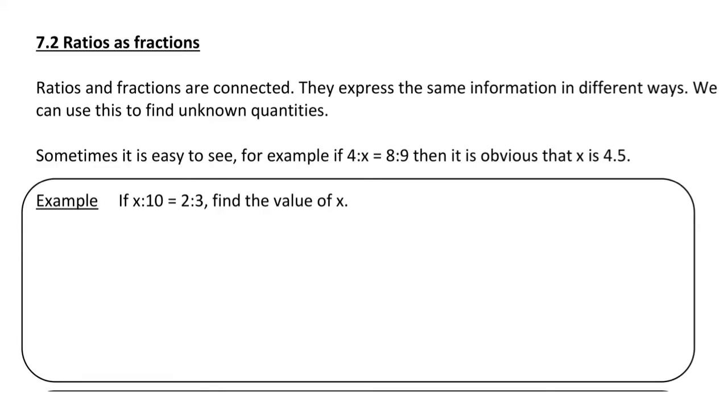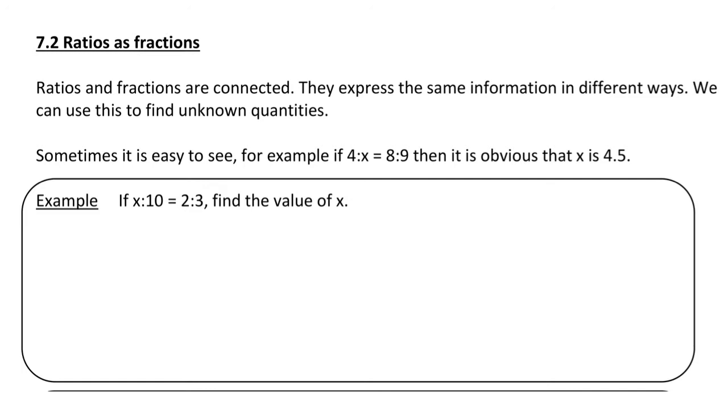Ratio is fractions. So ratio and fractions are connected. They express the same information, just in different ways. We can use this to find unknown quantities. Sometimes it's easy to see. So if we had 4 to x equals 8 to 9, then it's obvious that x is 4.5.